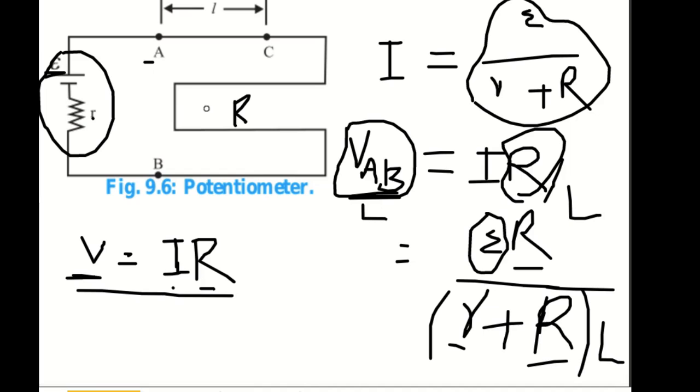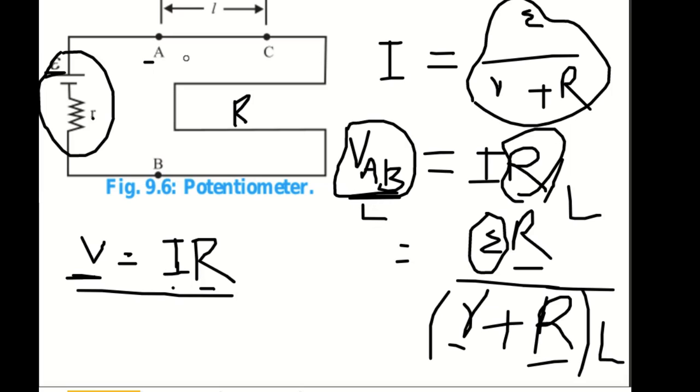So in this circuit, as we have discussed, all these terms in RHS are constant if epsilon is constant. If RHS is constant, then LHS must also be constant. L is anyway constant, VAB will also be constant. So the potential gradient, or potential per unit length of this circuit, is constant. And the principle of potentiometer is that we are using this constant of this circuit. Now we know VAB divided by L is constant.